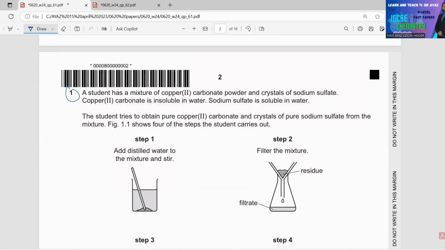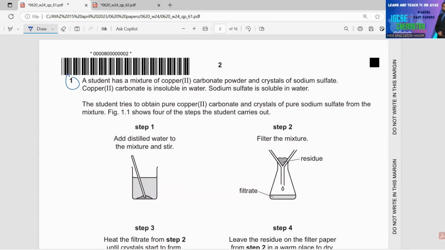A student has a mixture of copper 2 carbonate powder and crystals of sodium sulfate. Copper 2 carbonate is insoluble in water. Sodium sulfate is soluble in water. The student tries to obtain pure copper 2 carbonate and crystals of pure sodium sulfate from the mixture. Figure 1.1 shows four of the steps the student carries out.